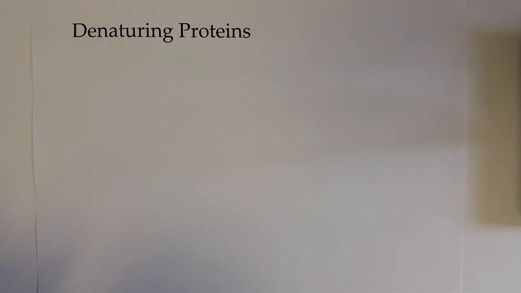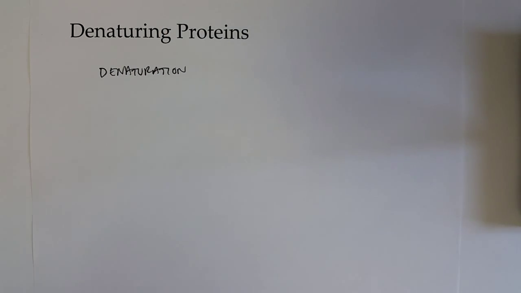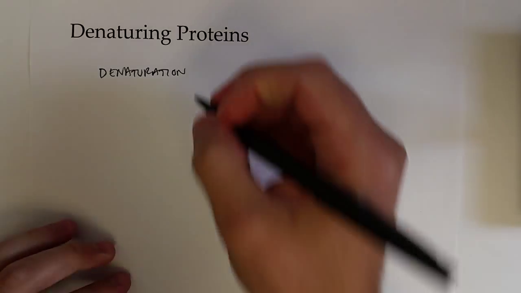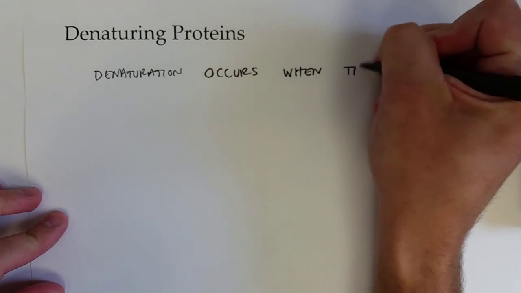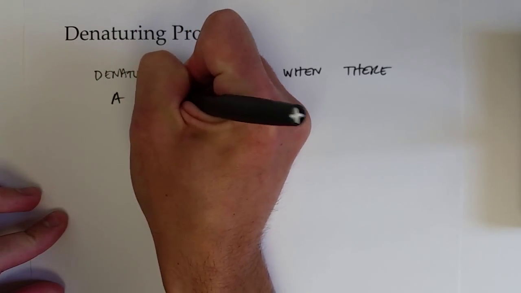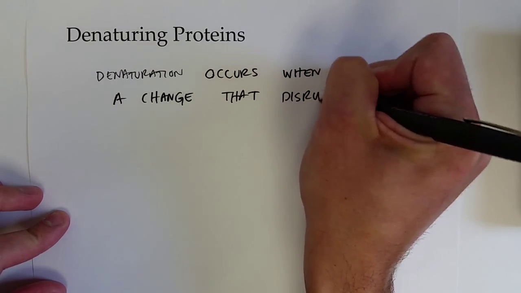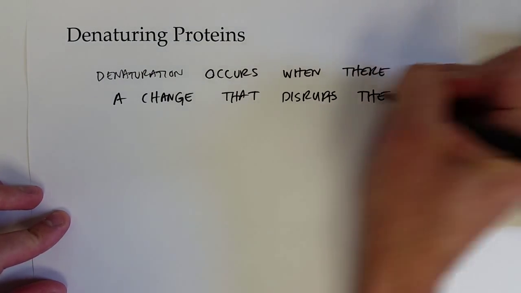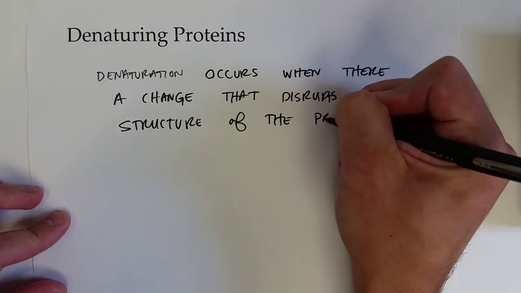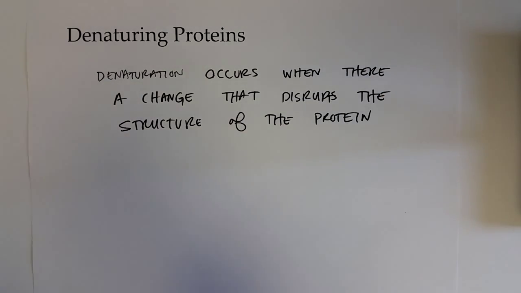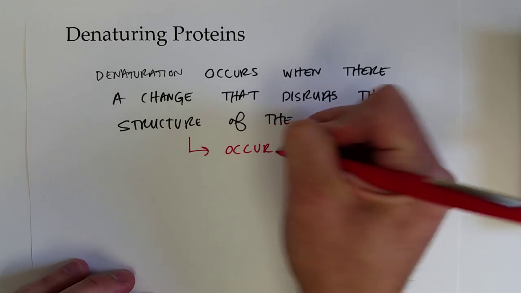Okay, now we're going to talk about denaturing proteins. Denaturation of protein occurs when basically something happens, when there's a change that disrupts essentially the structure of the protein. These disruptions primarily occur in the secondary, tertiary, or quaternary levels of the protein structure.